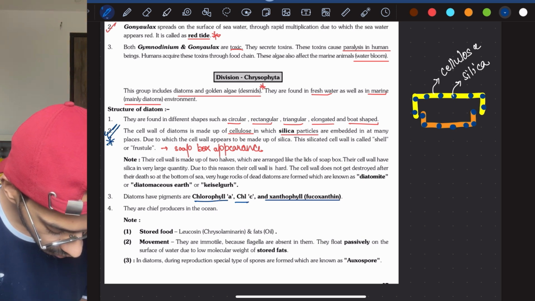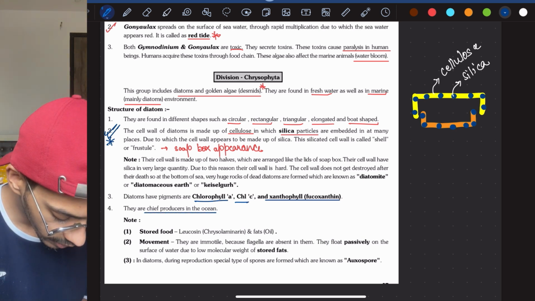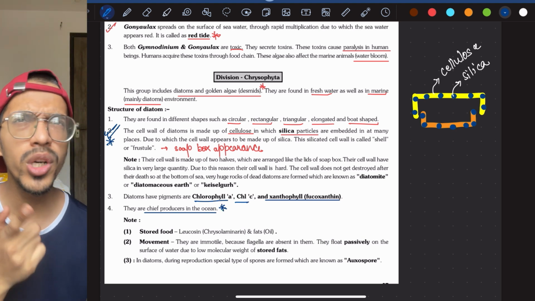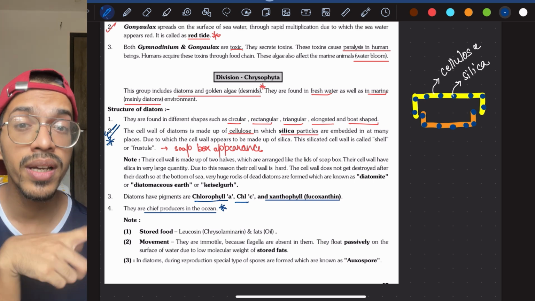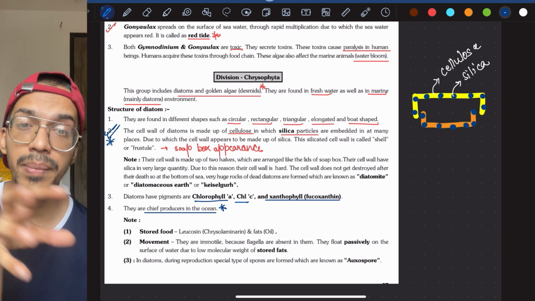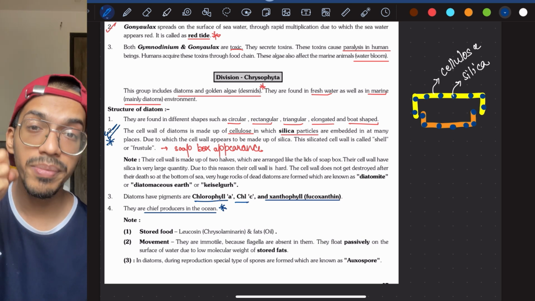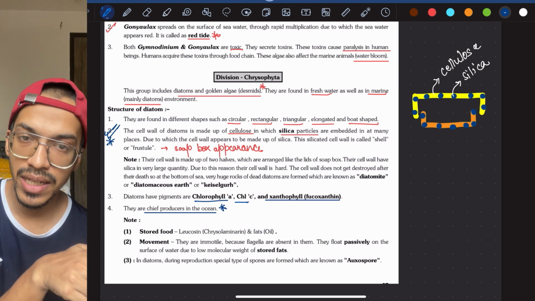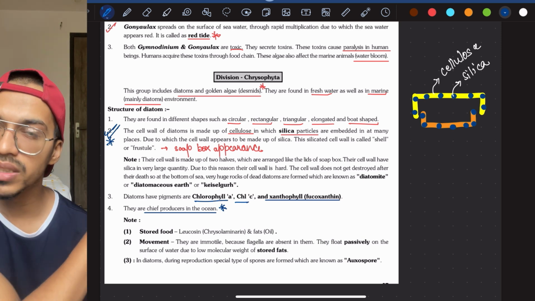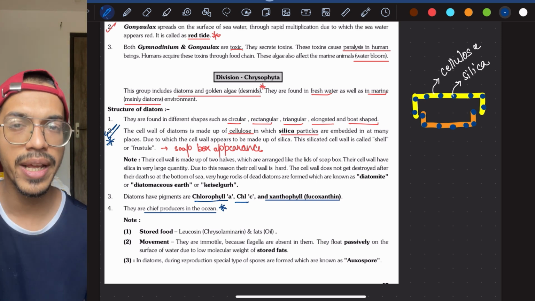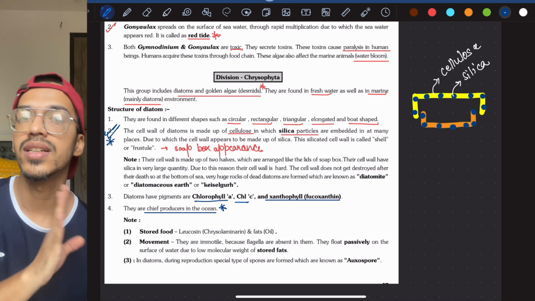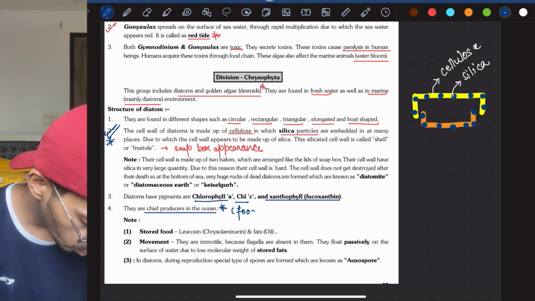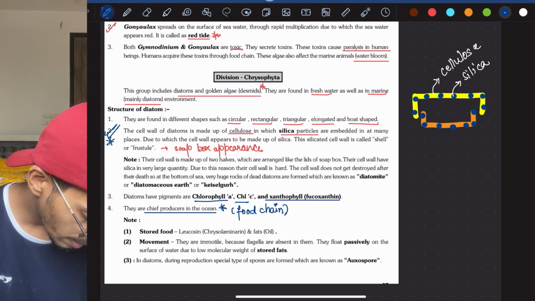Okay, then they are the chief producers of the oceans. This is a very important thing. Chief producers means they produce the food. They are photosynthetic, so they absorb the sunlight and make the food. This gives food to the bigger animals, and further the bigger animals would be the consumers in the food chain. You might have studied the food chain now: producers are plants, and in the ocean, these are the chrysophytes. So I am writing it down, food chain. You will remember this fact.